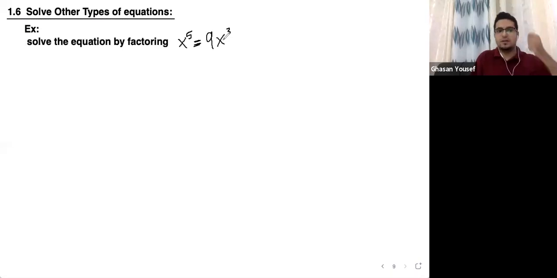So how can we solve something like this? First of all, it's not a linear equation. Why? Because the variable x is raised to the power 5 and 3, not 1. And at the same time it is not a quadratic equation. Why? For the same reason, x is not raised to the power 2. So this is another type of equation. Any idea how we can solve an equation like this?